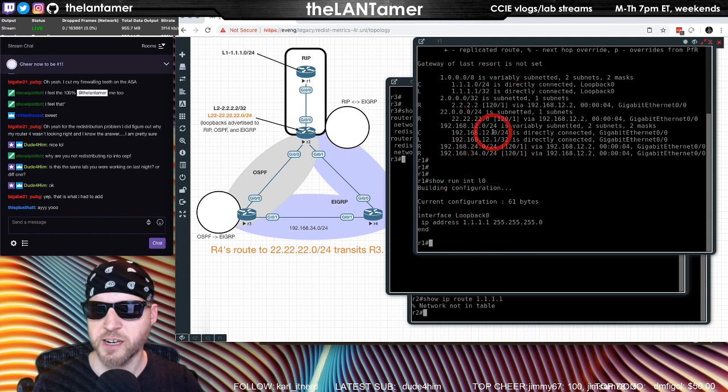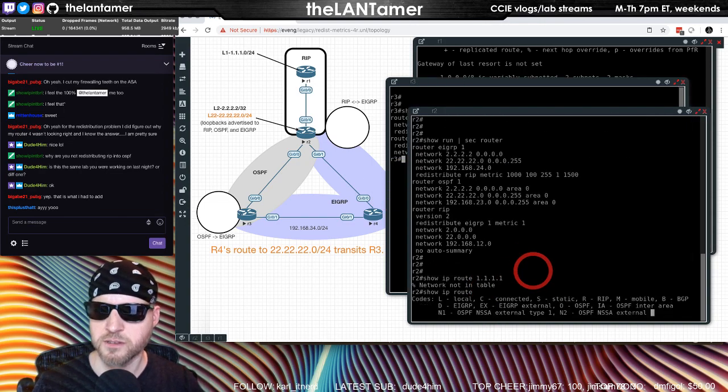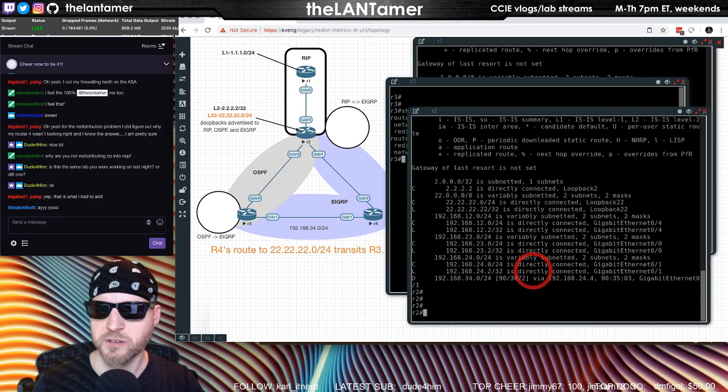Okay, so here's the loopback. And then on router 2, notice though, we don't have that route.